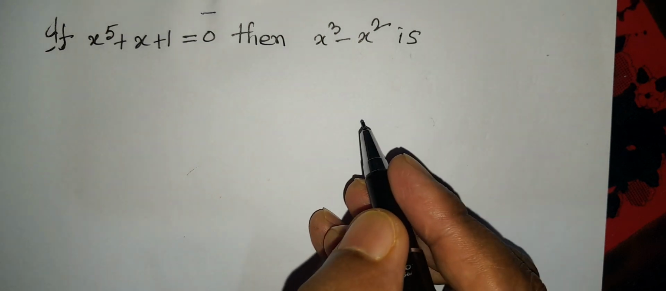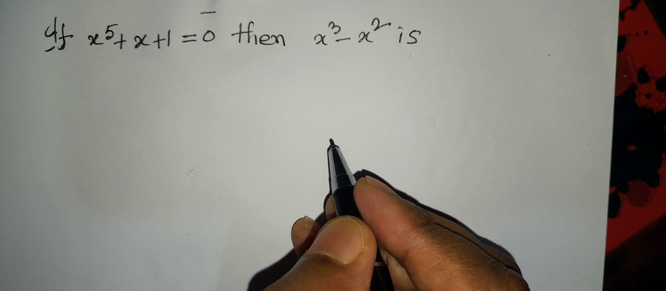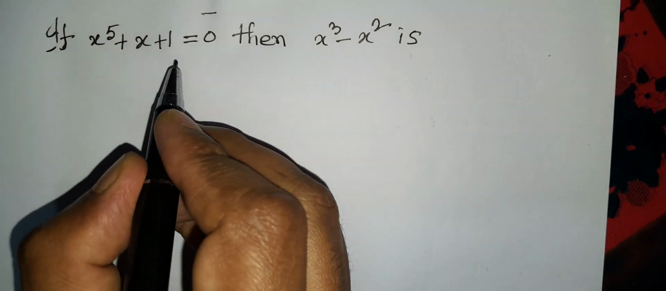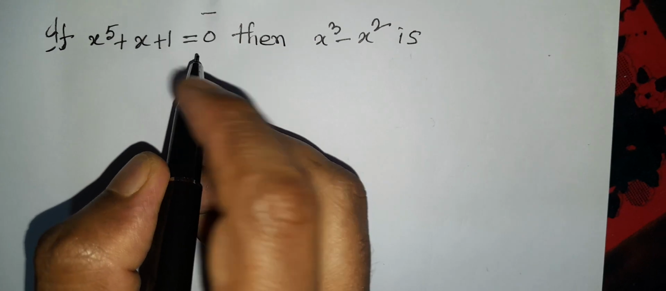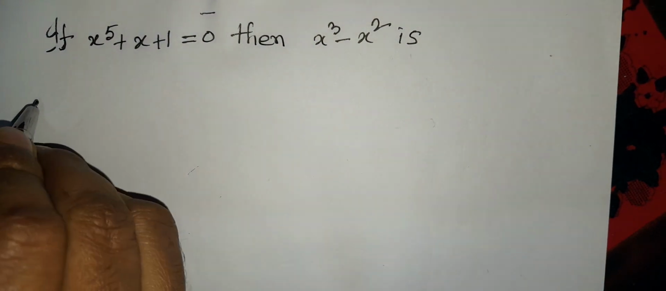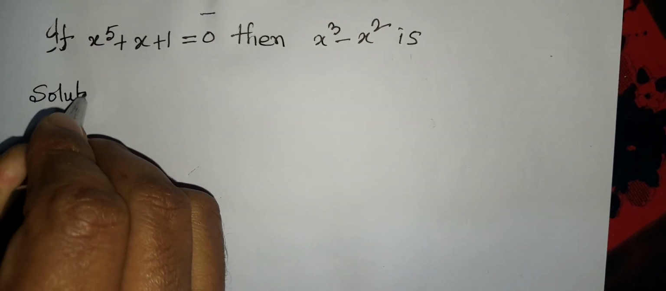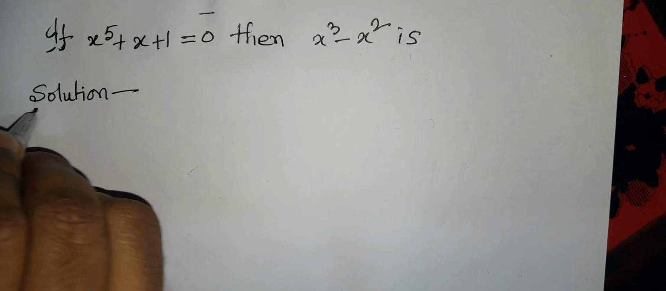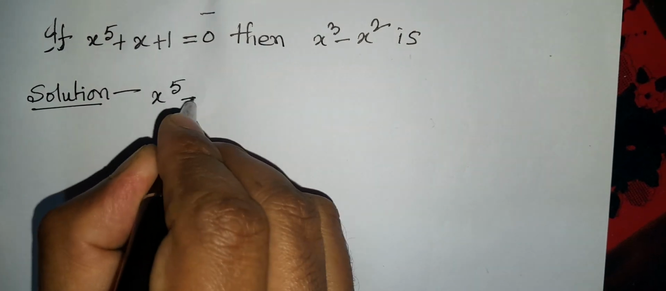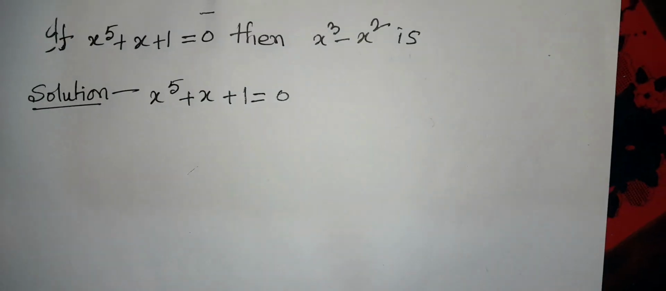Today we find out the value of x cube minus x square, if x to the power 5 plus x plus 1 equal to 0. Let's start. Solution: given x to the power 5 plus x plus 1 equal to 0.